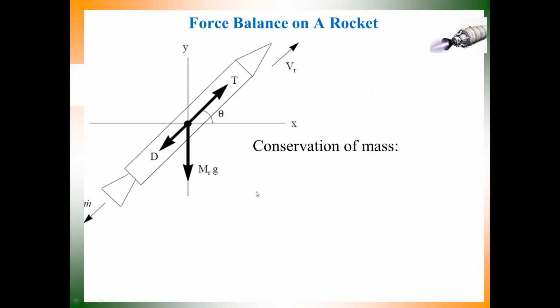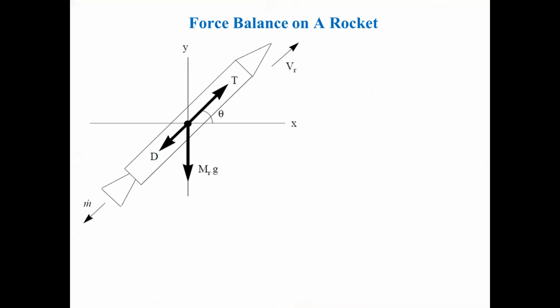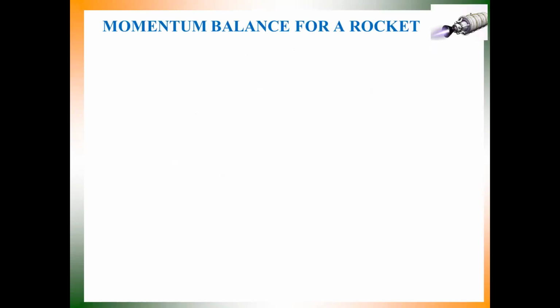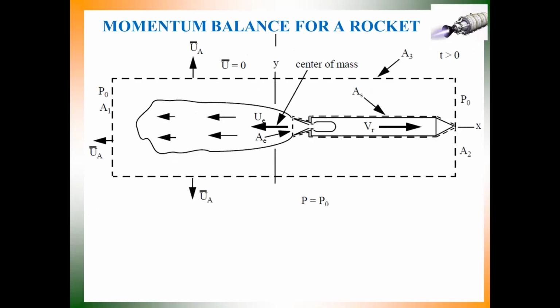We apply the conservation of mass principle in order to solve this rocket problem. Conservation of mass should be maintained. So what kind of internet?